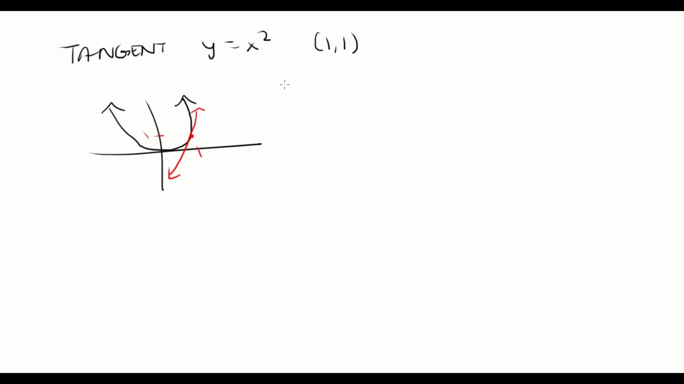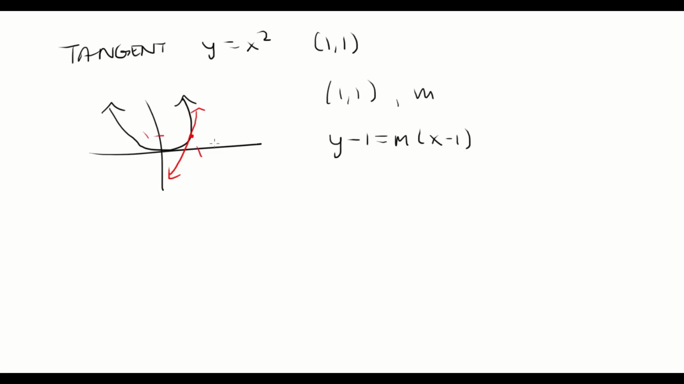So let's start with what we're given. The tangent line goes through the point 1, 1, but the slope is unknown. So we're going to say the slope is m. So if you use point slope, we have y minus 1 equals m times x minus 1.